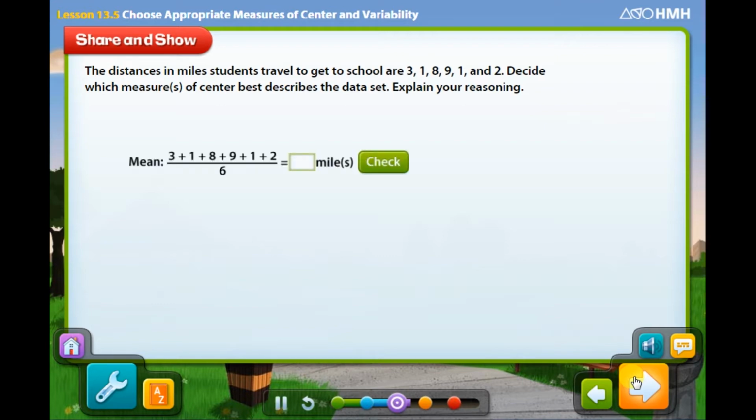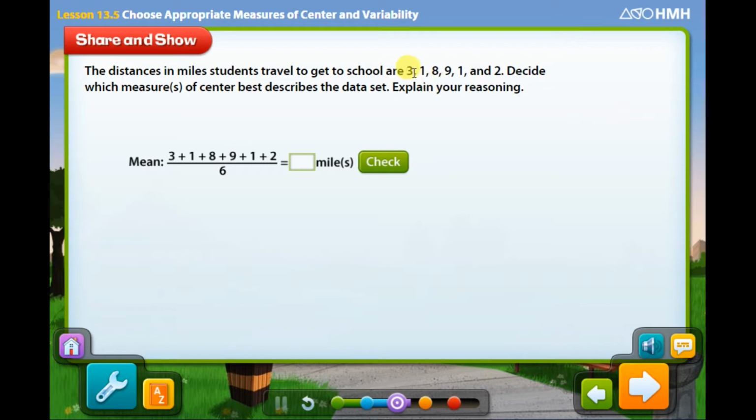Okay. First, find the mean. What is the mean of the data values? First, here is the set of data: 3, 1, 8, 9, 1, 2. Then, he wants me to find the measure of center. That's it. Mean, median, or mode. First, the mean. What is the mean? Mean is the average of any data. Mean means adding all the numbers and dividing by the number of the data.